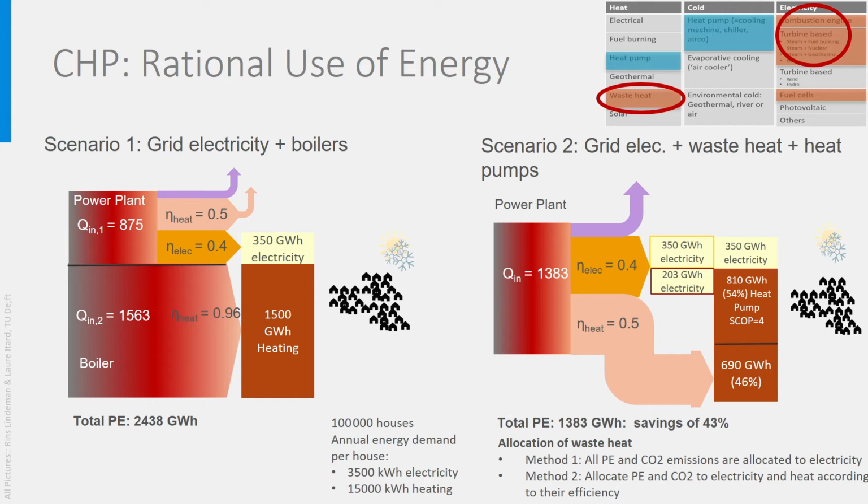However, this can have adverse effects if power plants are oversized to produce enough heat while electricity would be thrown away. That's why there are also quite some countries in which the allocation of primary energy and CO2 emissions is done on the basis of the share of electricity and heat produced by 1 kilowatt-hour primary energy.